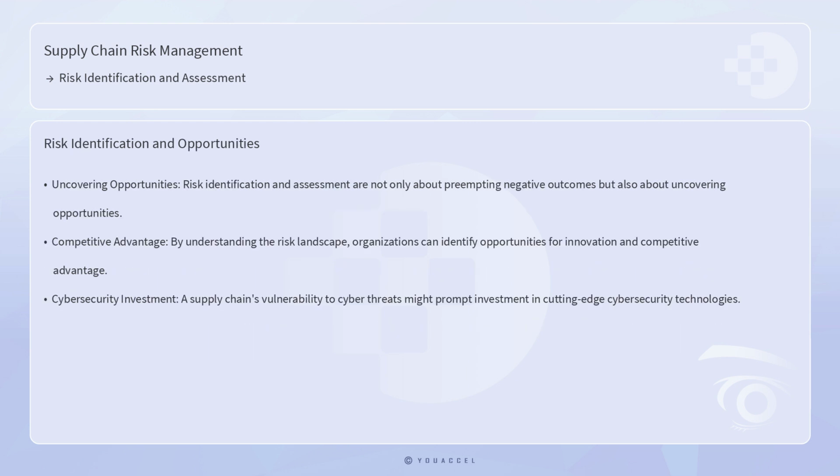Risk identification and assessment are not only about preempting negative outcomes, but also about uncovering opportunities. By understanding the risk landscape, organizations can identify opportunities for innovation and competitive advantage. For instance, a supply chain's vulnerability to cyber threats might prompt an organization to invest in cutting-edge cybersecurity technologies, not only mitigating the risk, but also enhancing its reputation as a secure and reliable partner.